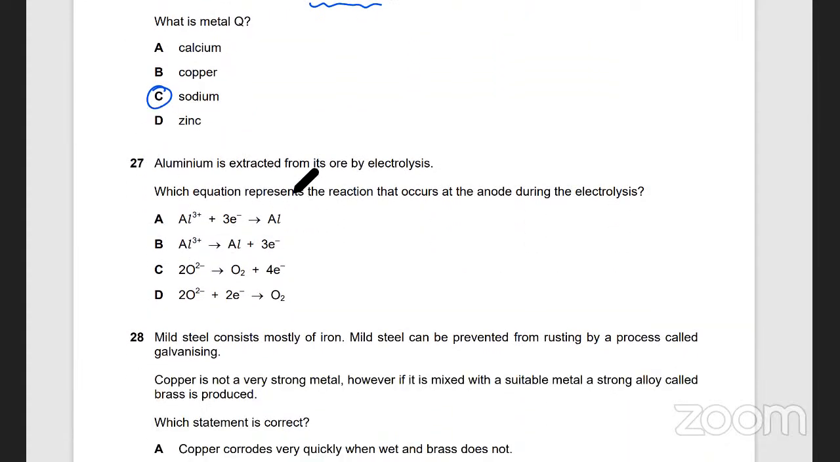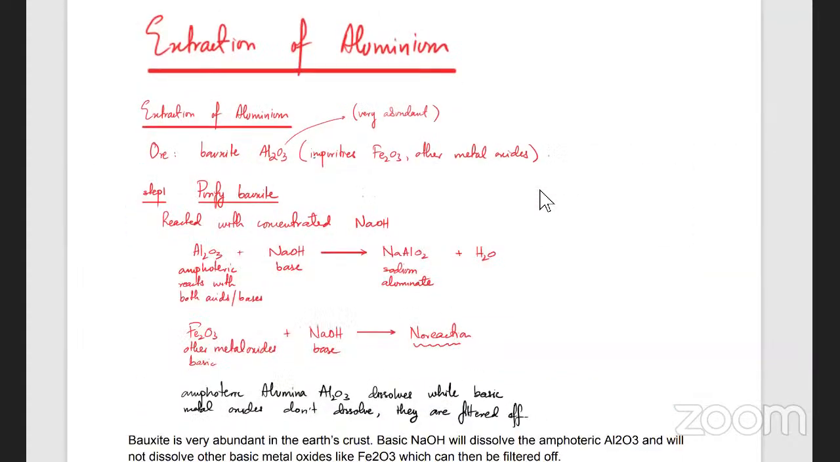Yes. The aluminium is extracted from its ore by electrolysis, right? An equation that represents the reaction. ये वो एल्यूमिनियम की एक्सट्रैक्शन है, ठीक है। तो क्या होता है एल्यूमिनियम की एक्सट्रैक्शन की? बिल्कुल ऊपर ही थी, extraction of aluminium, right.